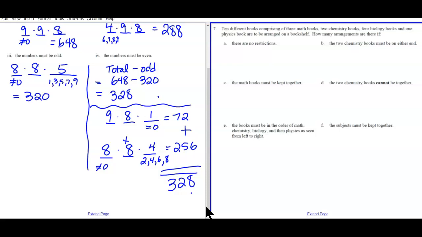They're arranged on a bookshelf. How many arrangements are there if there are no restrictions? Well, we have 10 different books, so that's going to be 10 factorial. Let's just leave it in factorial.